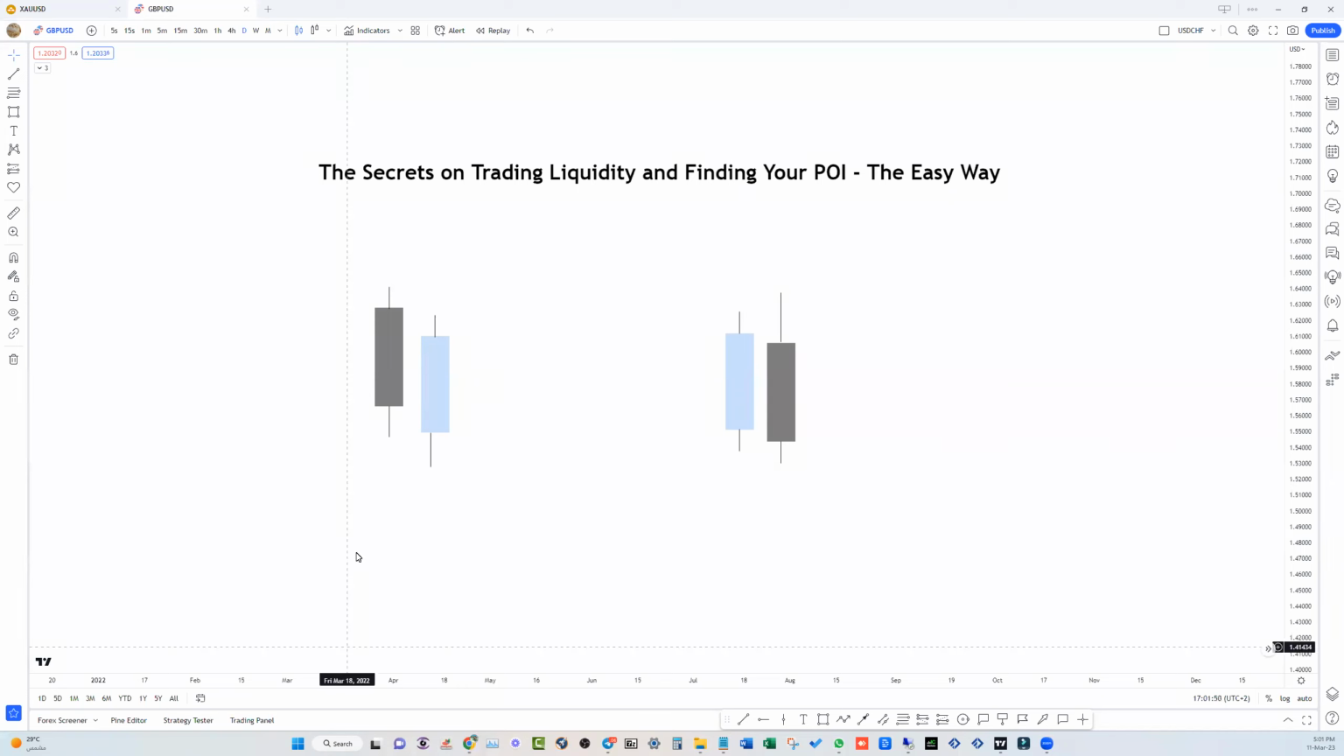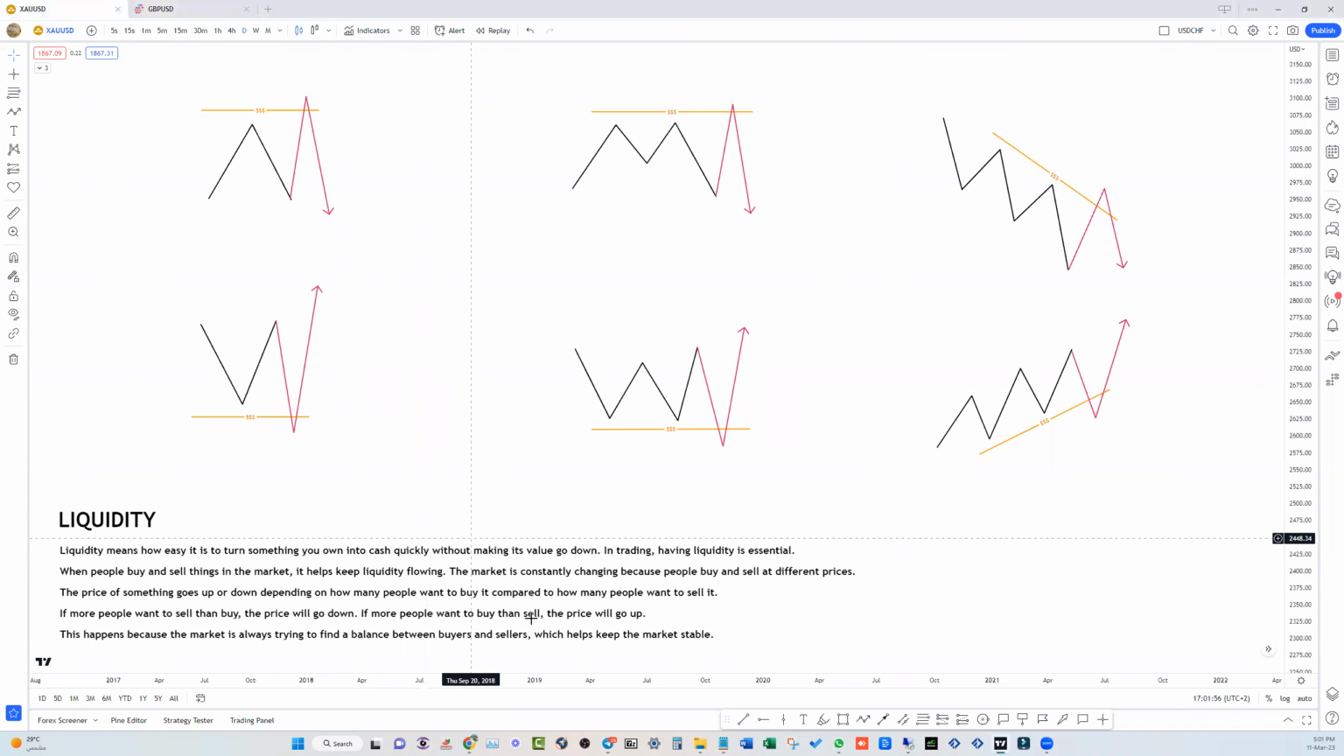And before I explain to you the one candlestick technique, I want to show you the regular liquidity that we know. I already wrote it down over here. Liquidity means how easy it is to turn something you own into cash quickly without making its value go down. In trading, having liquidity is essential. When people buy and sell things in the market, it helps keep liquidity flowing.